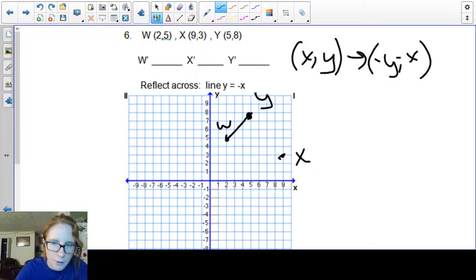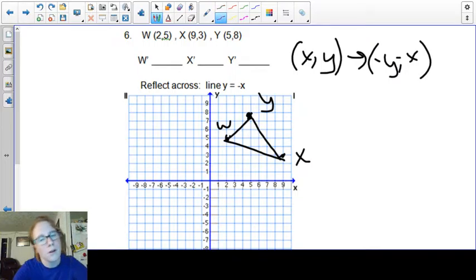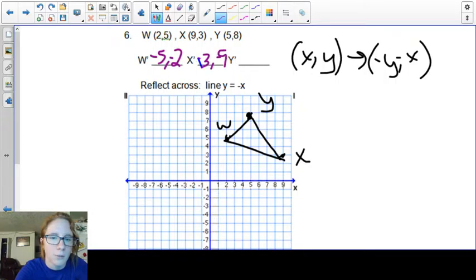That y just looked way too much like an x. I had to fix it. So there's my original. So everything's going to flip and become the opposite sign. So I'm going to have negative 5, negative 2. I'm going to have negative 3 and negative 9. And negative 8, negative 5.